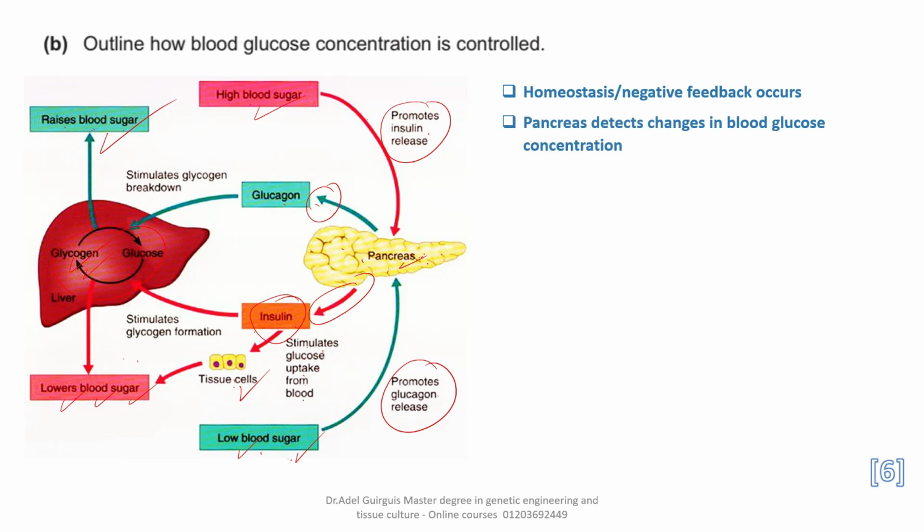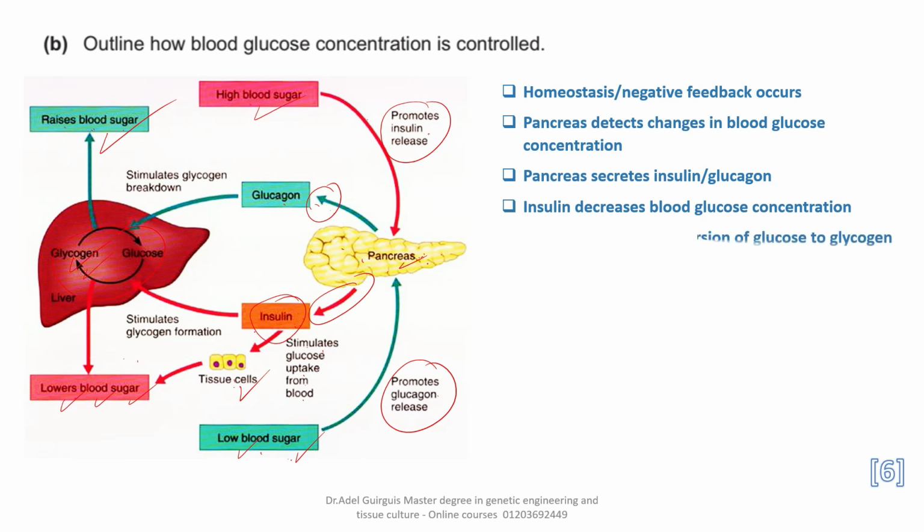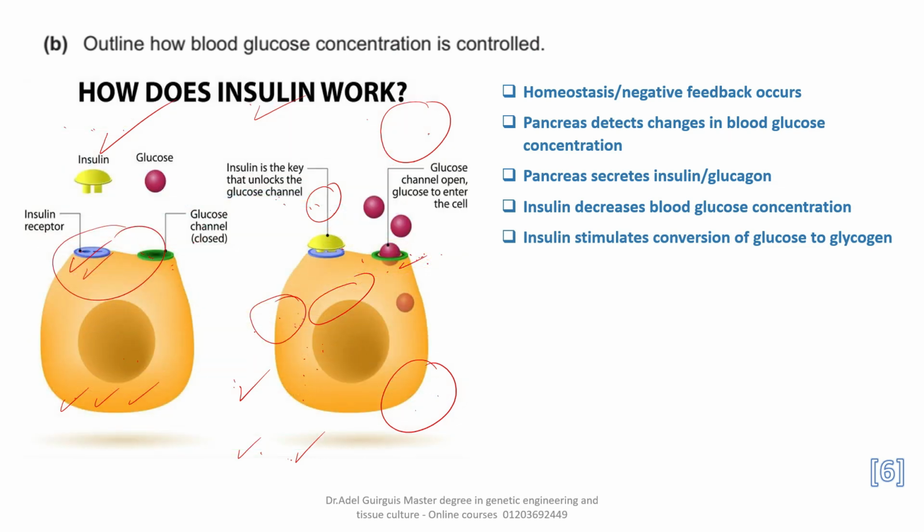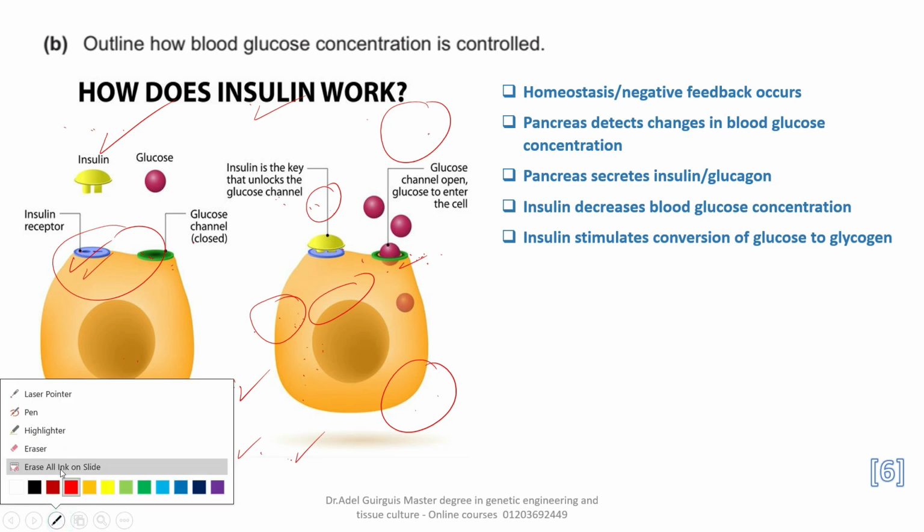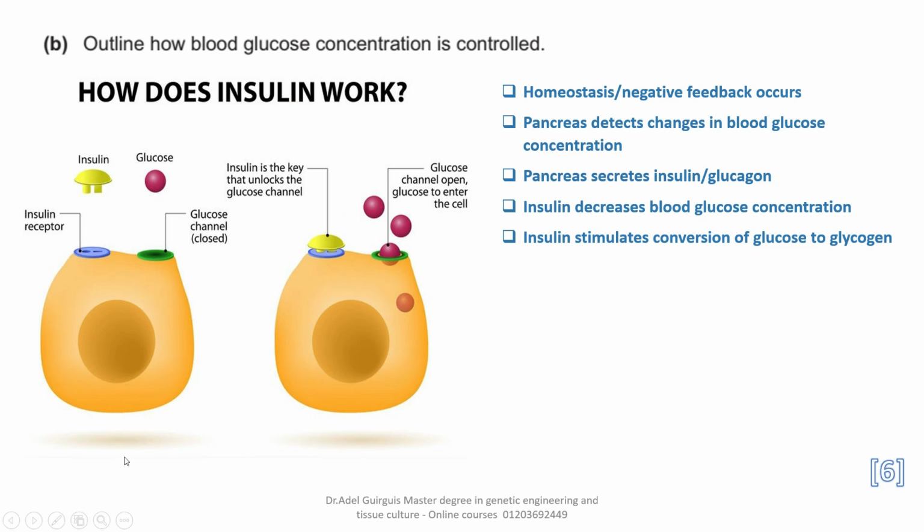The pancreas detects changes in blood glucose concentration. The pancreas secretes insulin and glucagon. Insulin decreases blood glucose concentration after having a meal. Insulin stimulates conversion of glucose into glycogen inside the liver and the muscles. Insulin stimulates all cells to take up glucose. Look at the action of insulin.